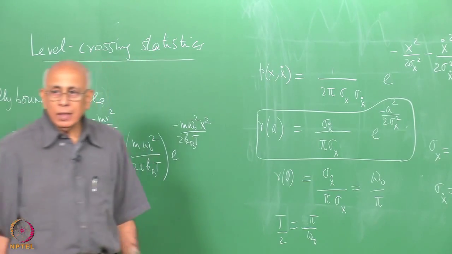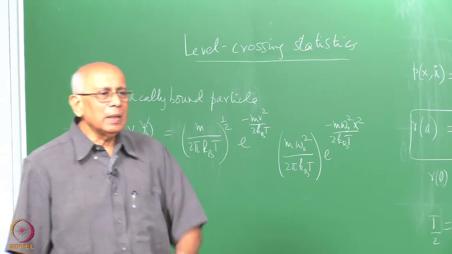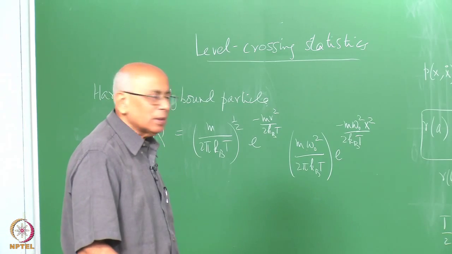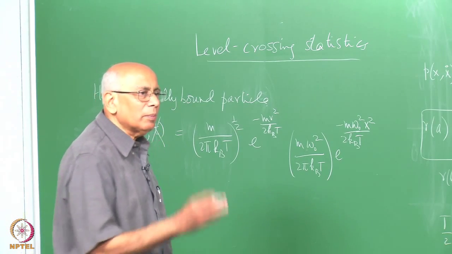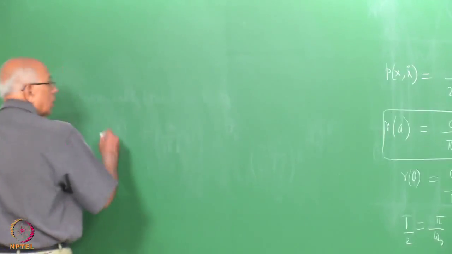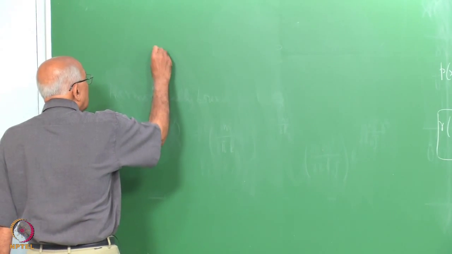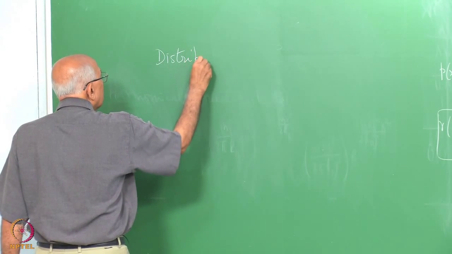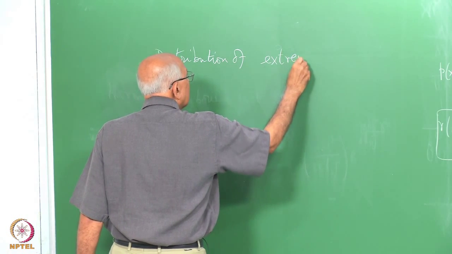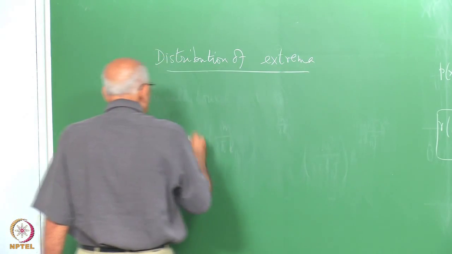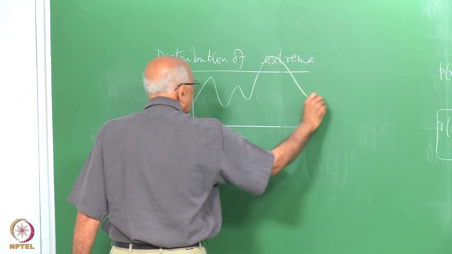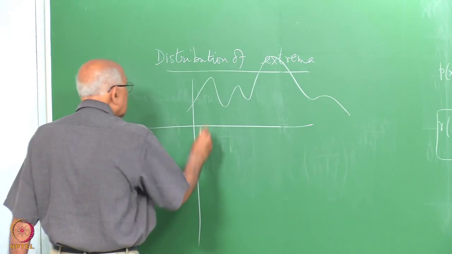You could now ask a slightly more complicated question. What about the maxima and minima of this random variable? We have said it's got nice realizations, the sample paths are nice and smooth and so on. What about maxima and minima? So let's see what happens there, and it's related to this problem. So the distribution, or crossing, I should really say the distribution of extrema. Now we have in mind a sample path which looks like this, and I want the statistics of these points.